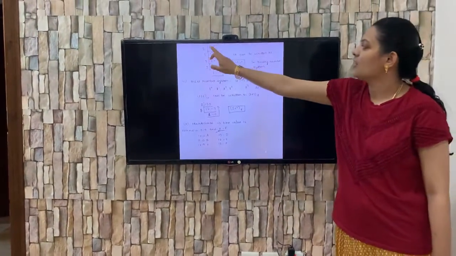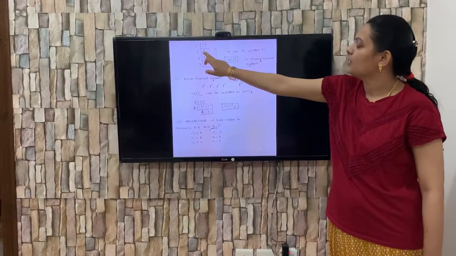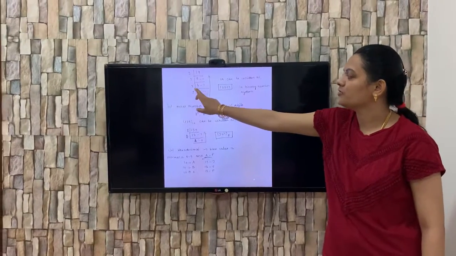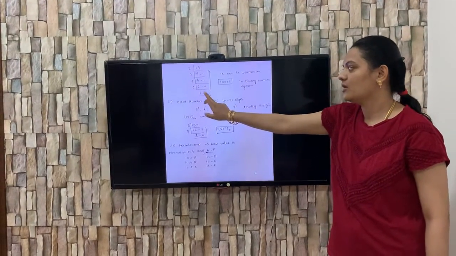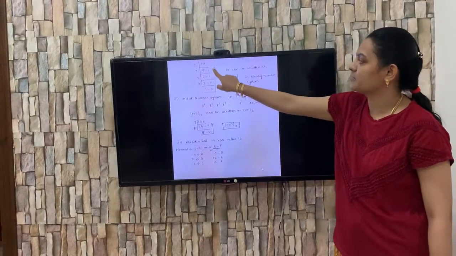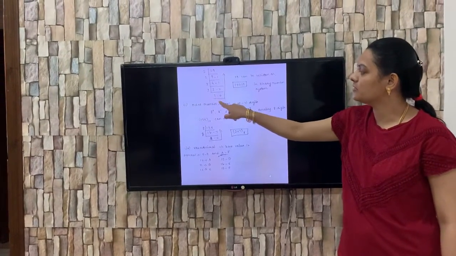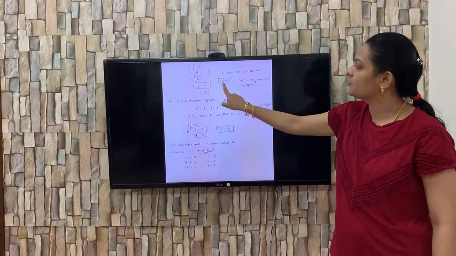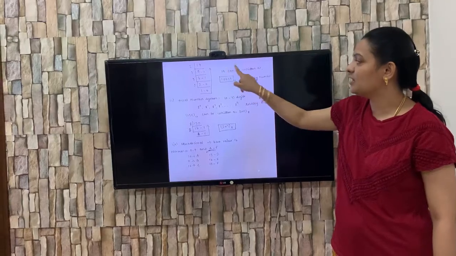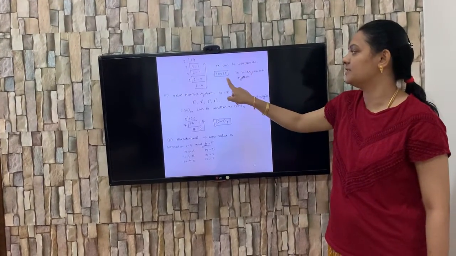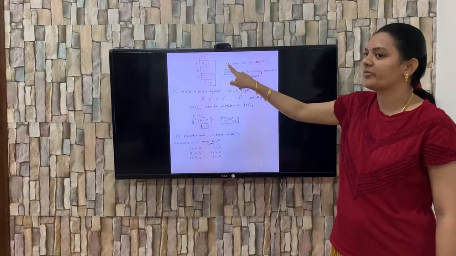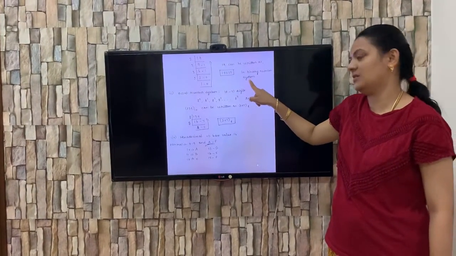See 19. How I have written it? 2 9s are 18, remaining 1. 2 4s are 8, remaining 1. 2 2s are 4, remainder 0. 2 1s are 2, remainder 0. So when you write, you have to write from here, not up to down, but down to up. So you have to write it as 1 0 0 1 1. So the number 19 in the binary system we can write like this. This 19 I have converted into the binary number system.